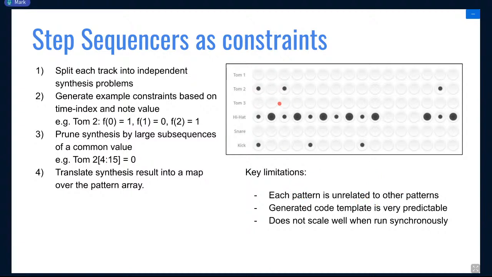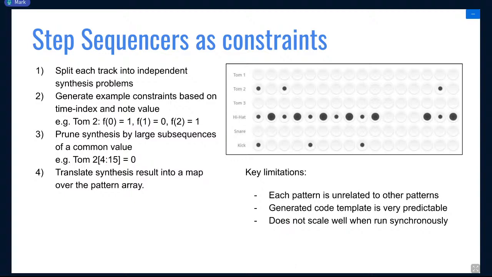Some of the limitations with the current approach are that each pattern is unrelated to other patterns, which is not quite as expressive as we would like. The generated code templates are very predictable, which is not so exciting. And the other issue is that because each of these are treated independently, this doesn't scale well when you run synthesis synchronously, as I'm doing right now. So there are some opportunities for expansion here.